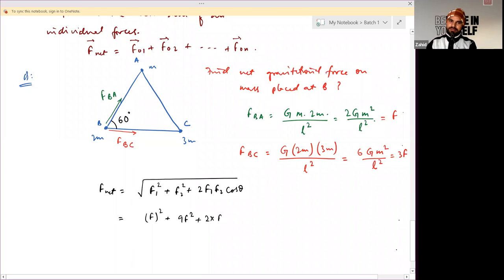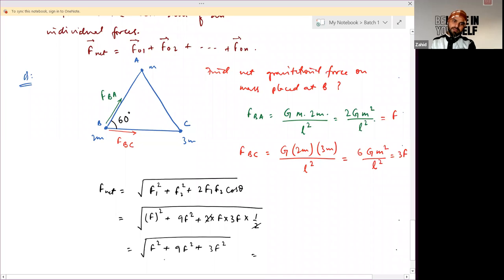2 times the first term into the second term times cos 60, 1 by 2, root under. So this term and this term will cancel out. So you'll get F square plus 9F squared plus 3F squared, root under. So 1 plus 9, 10 plus 3, 13. F squared root under, or it will be under root of 13 times F.